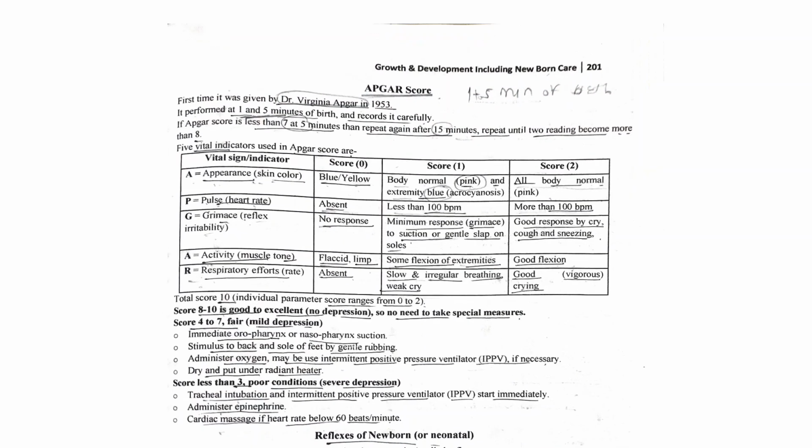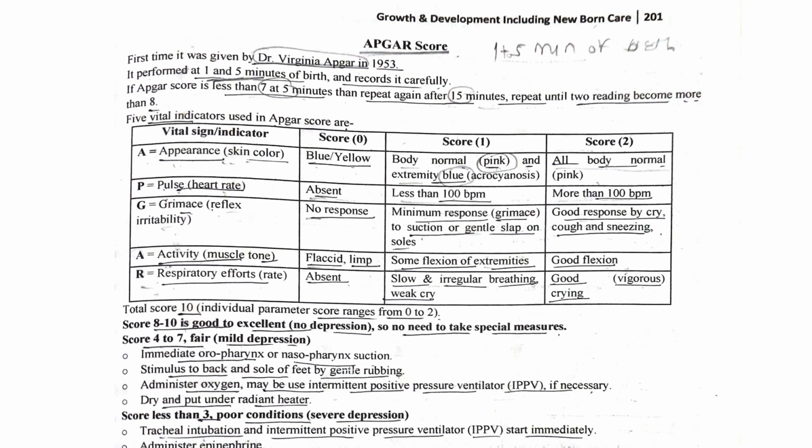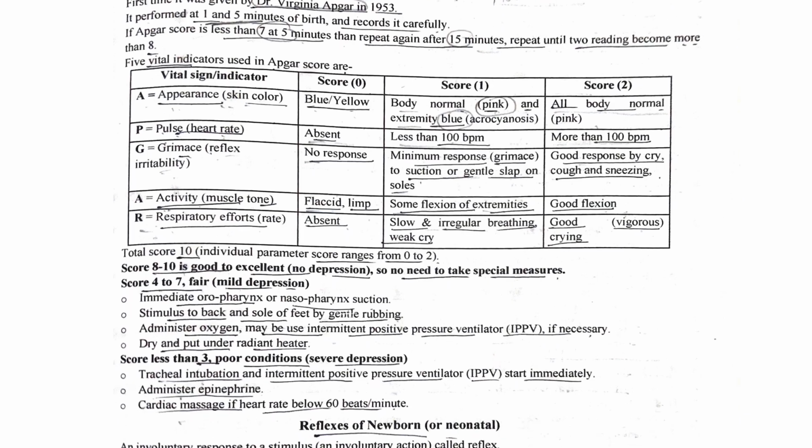Next, Apgar score, 1 to 5 minutes of birth. First time it was given by Dr. Virginia Apgar in 1953. It is performed at 1 and 5 minutes of birth and recorded carefully. If the Apgar score is less than 7 at 5 minutes, then repeat again after 10 minutes. Repeat until 2 readings become more than 8.